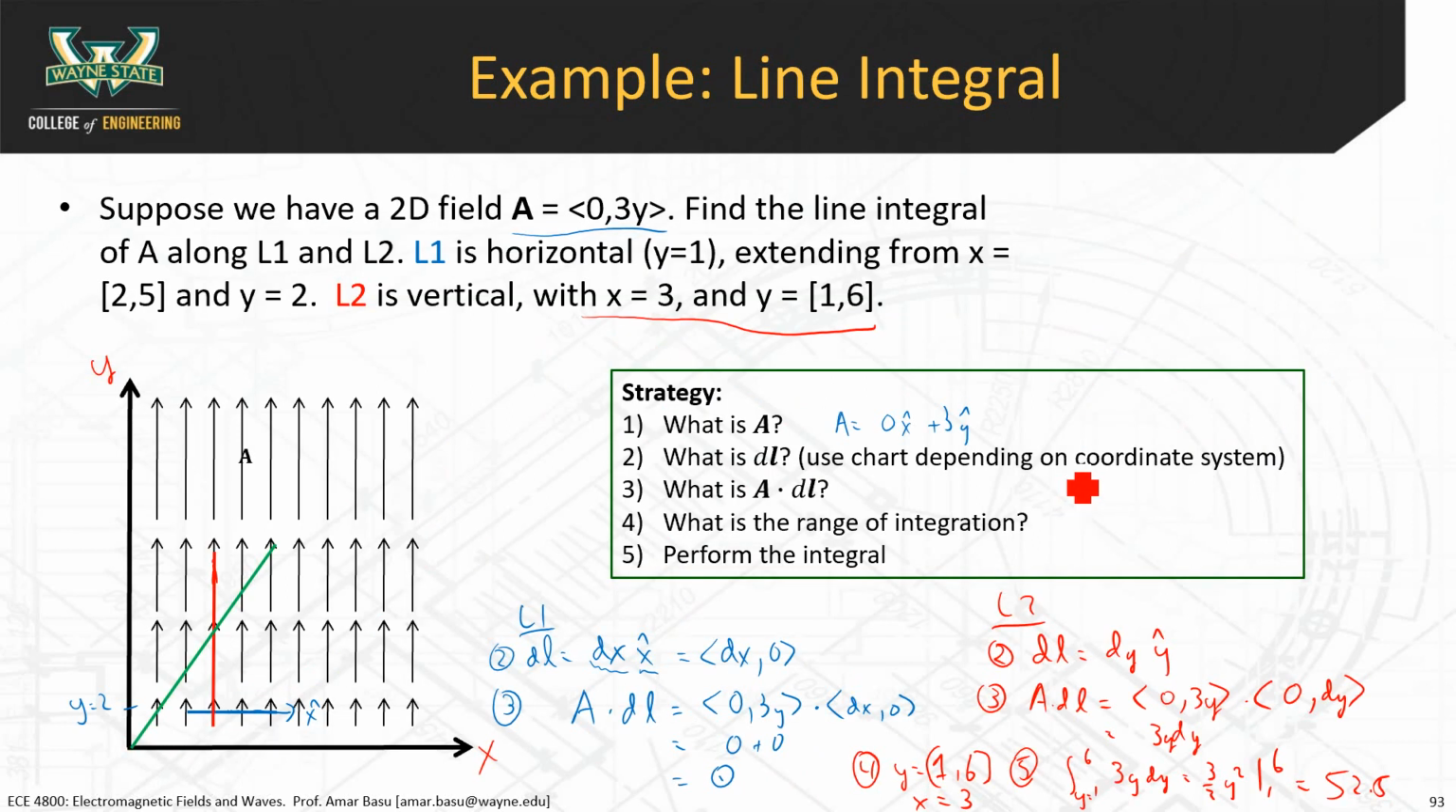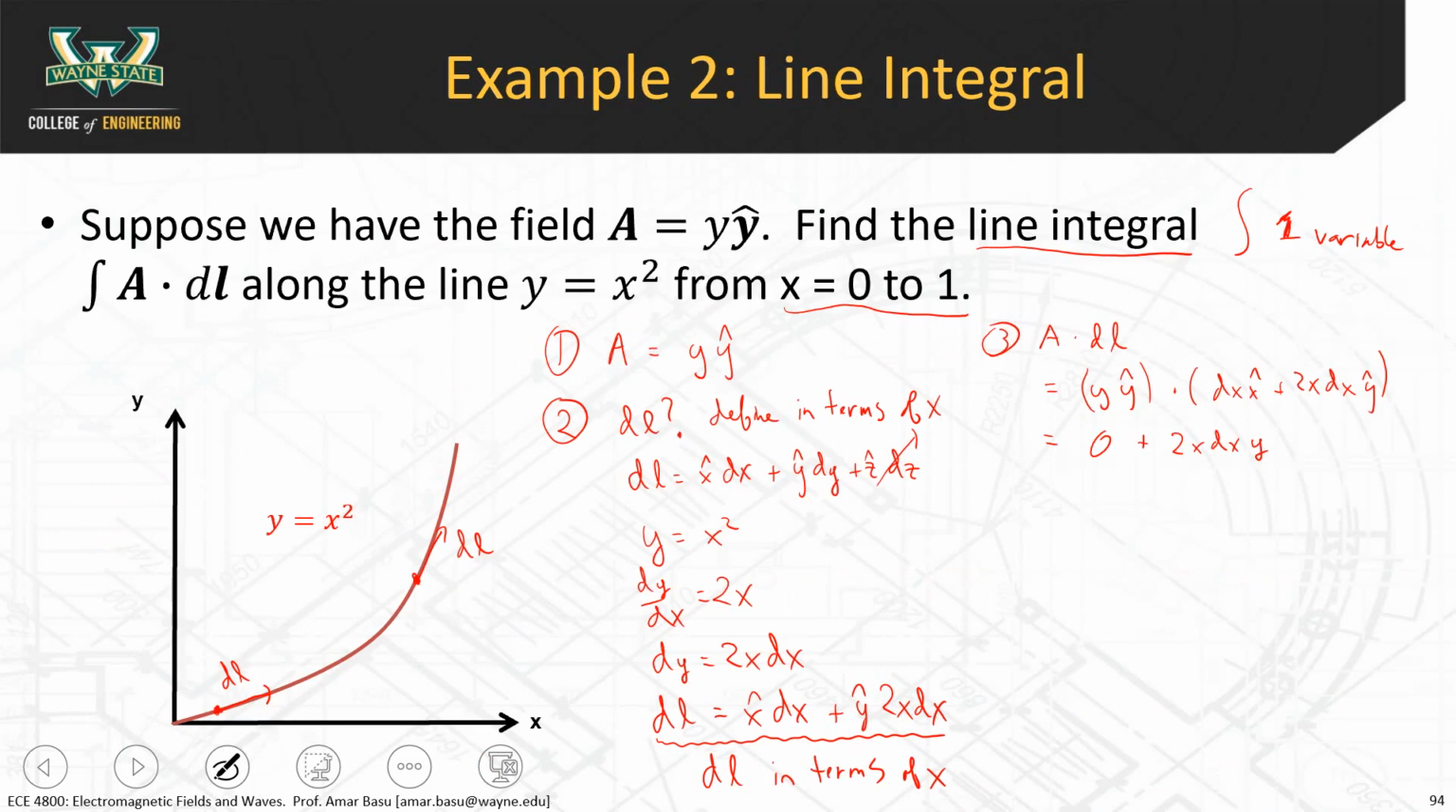So we end up with 2x, we have our dx here, and for y we substitute x squared. And so we're left with 3x cubed dx. Okay, so this is the part where we figured out A dot dl, and we've converted our A dot dl, a line integral, into just a scalar integral.